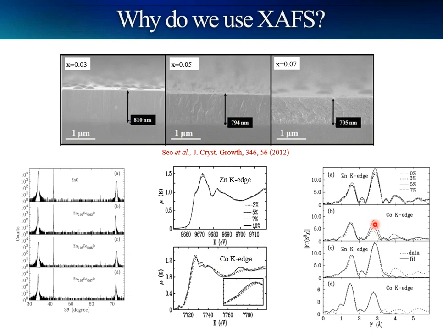So we analyzed XANES and EXAFS at the cobalt case and zinc case. Also, we compared with the SEM image and XRD. So we figured out the distribution of cobalt in the films. As a result, SEM images and XRD didn't have crucial evidence for the distribution of cobalt, but the XAFS demonstrated it.